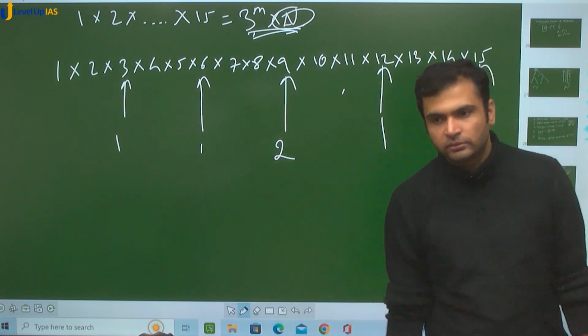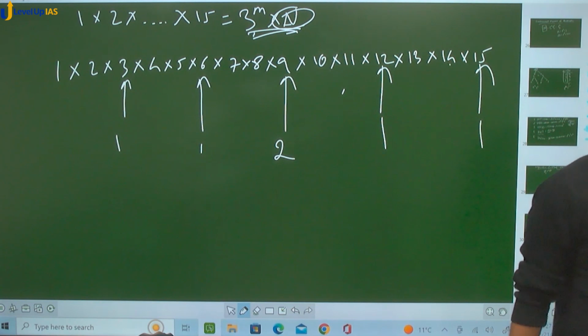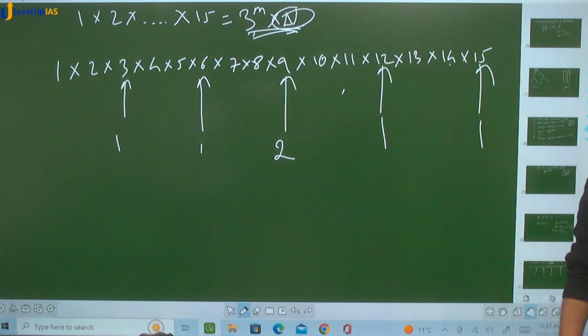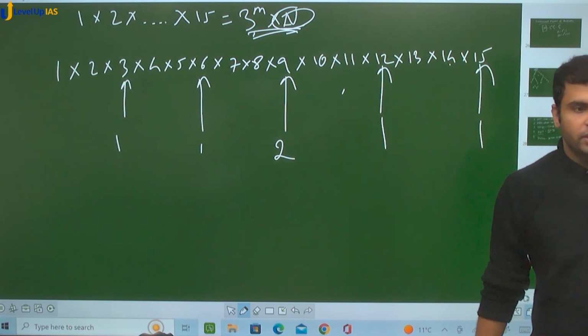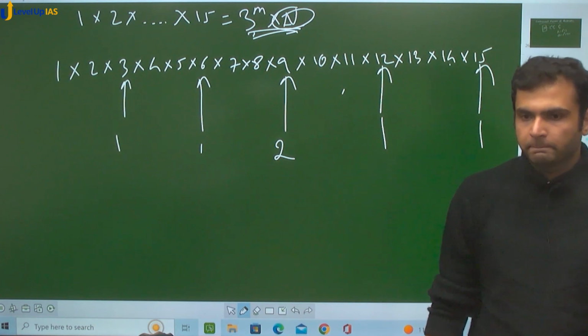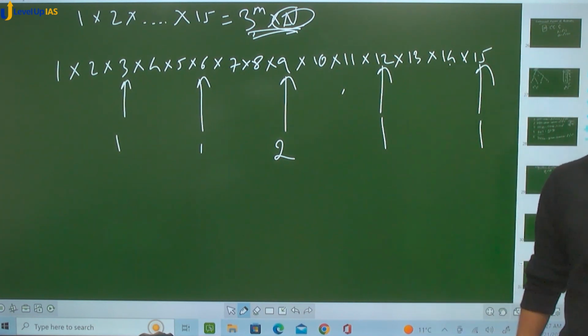कितना लगेगा? This is this year's question only. 2022 paper. ठीक है, comfortable?